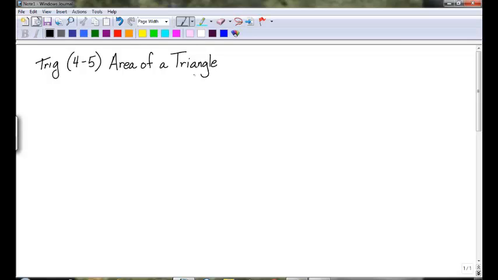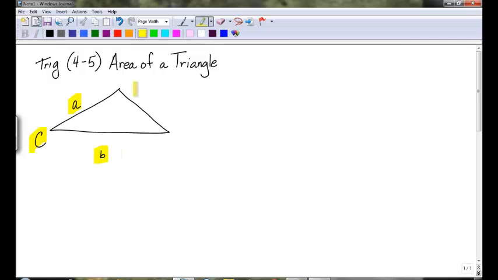Okay, so let's look at a triangle, and let's say they give you angle C and side A and side B. Let's say you're given those three, and you want to find the area of a triangle. So you're basically given side, angle, side. In the formula for area of a triangle, we know the basic formula is 1/2 base times height.